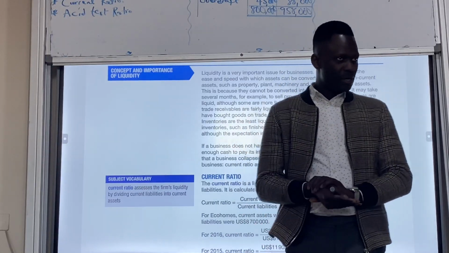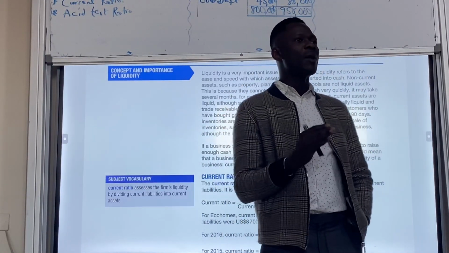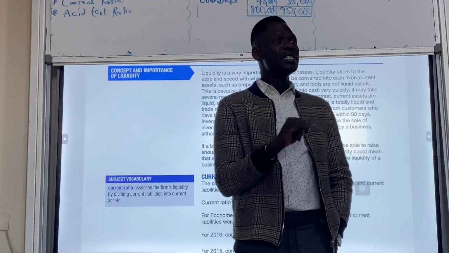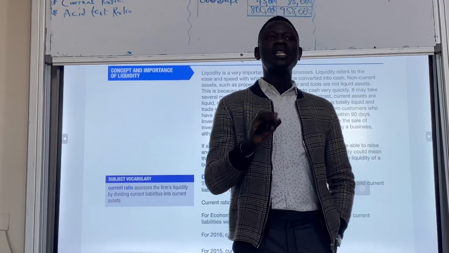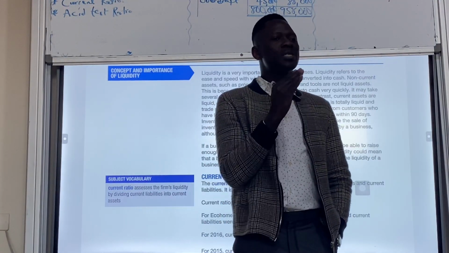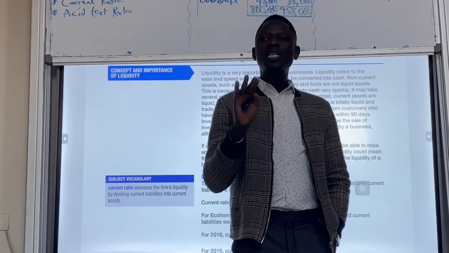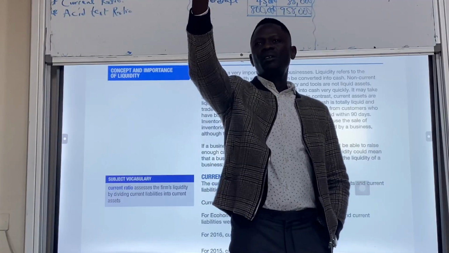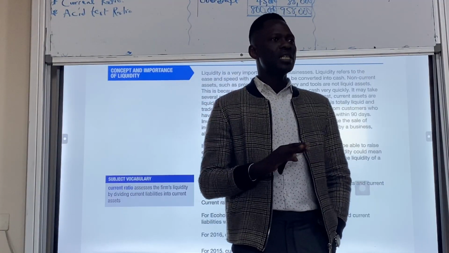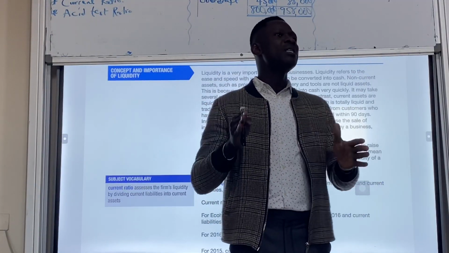To ratio analysis. In the previous class, we talked about our financial statement, which comprises the statement of profit or loss and the statement of financial position. The statement of profit or loss allows us to get the profit. The statement of financial position allows us to know the assets and liabilities of the business.